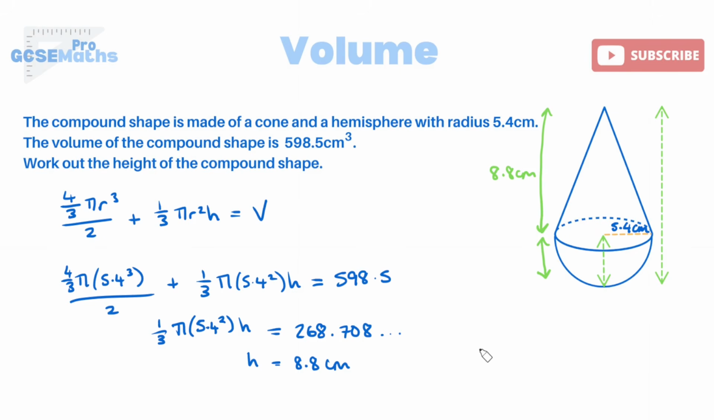So it's only one more step, but for the total height, we would have to take the 8.8 of the cone and the radius 5.4 and add them together. So the actual final answer would be 14.2 centimetres for the total height. But just make sure you can set up an equation based on the context of volume and then rearrange it to solve for another letter that might be missing.